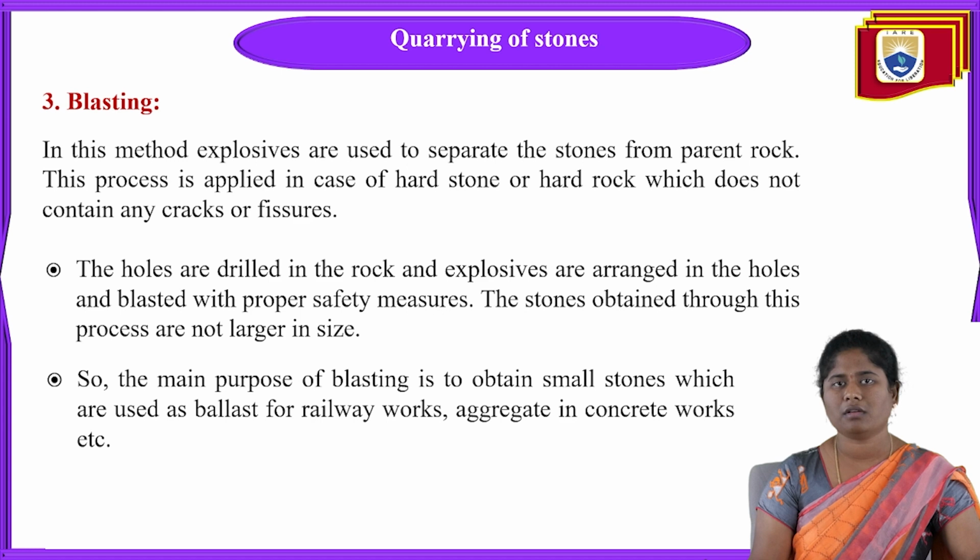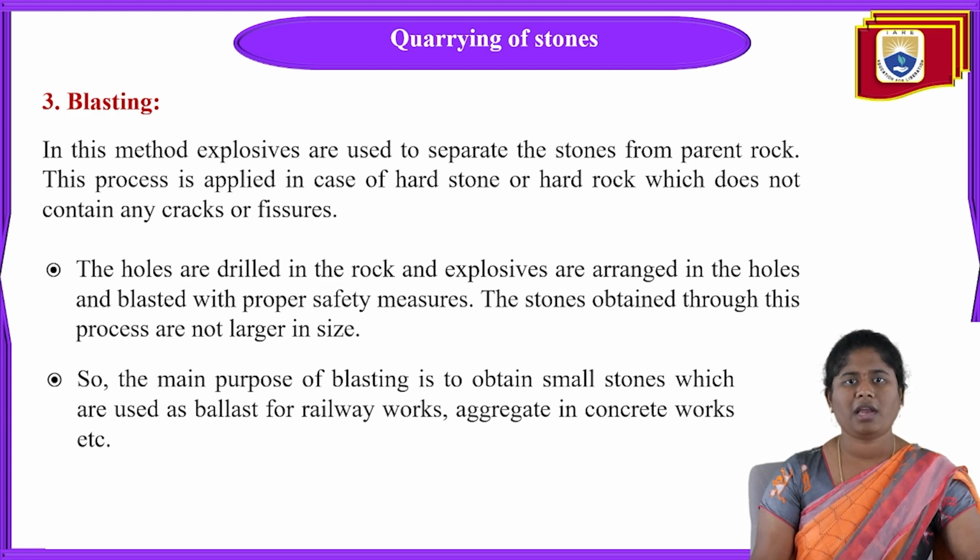These small stones can be easily used as ballast for railway works. On railway tracks, we can see the ballast. Its size is more than 25 mm, it may be 40 mm also. After blasting is completed, the size can be somewhat below or above 25 mm.